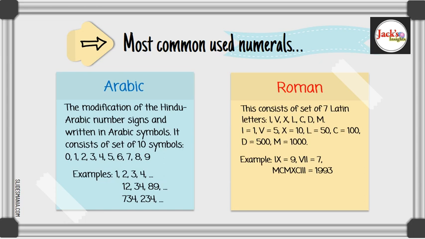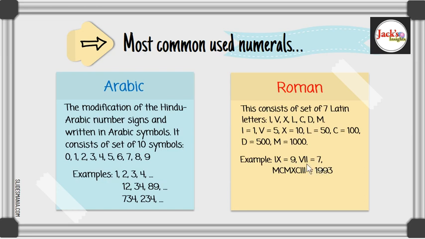Now, if a lower value digit is written to the left of a higher value digit, it is being subtracted. For example, I is a lower value digit compared to X, which is 10. So it means I is being subtracted from 10. So that is 9.